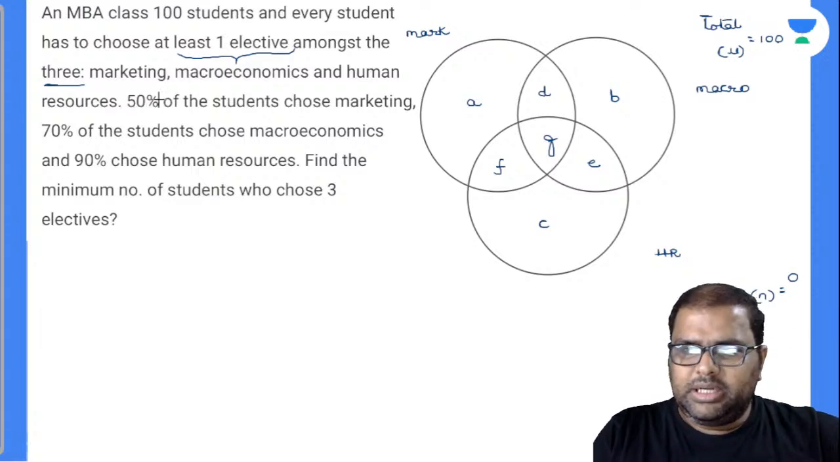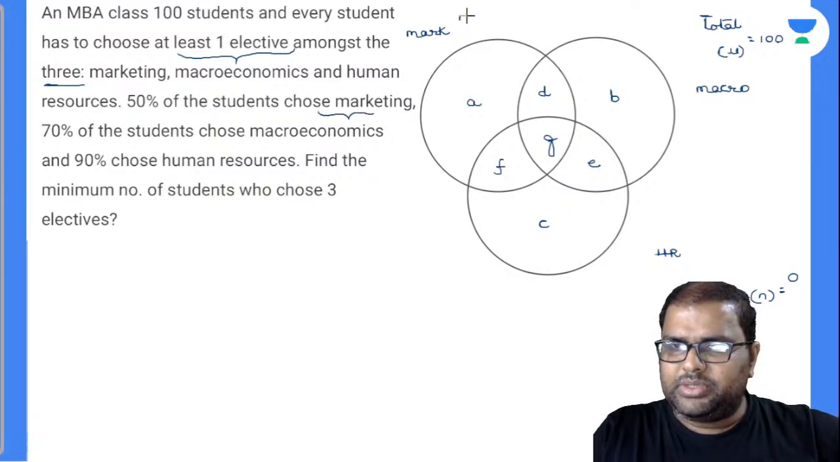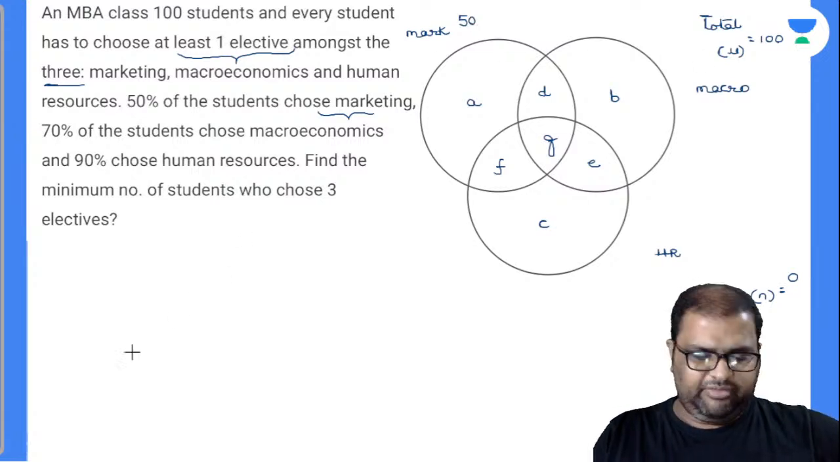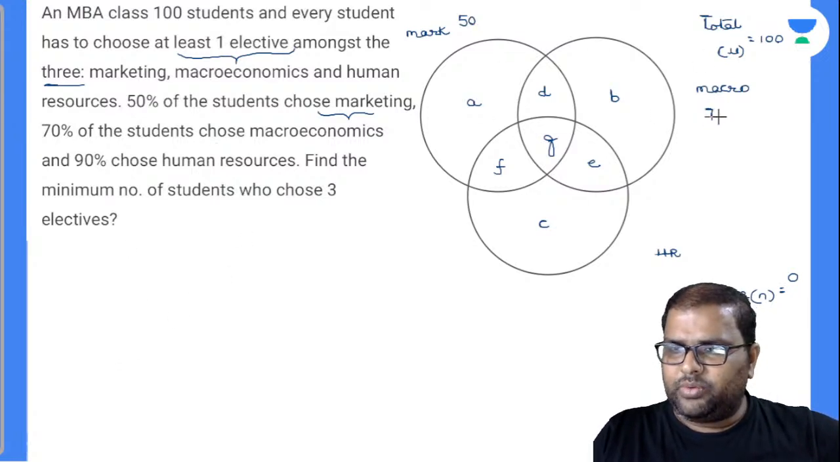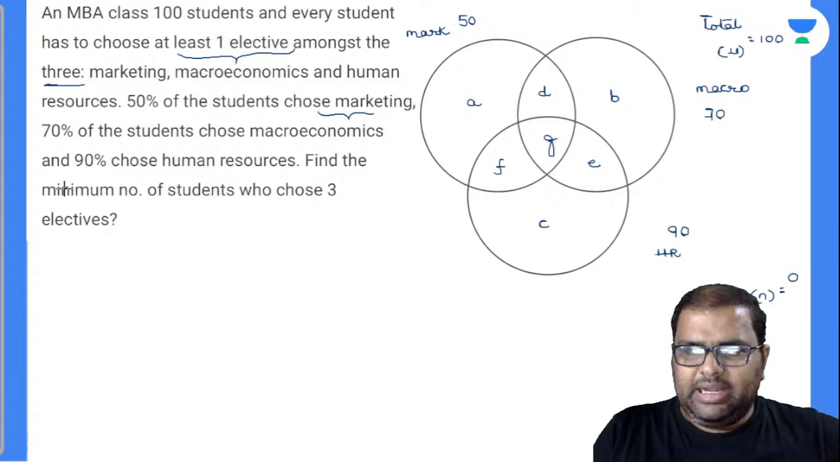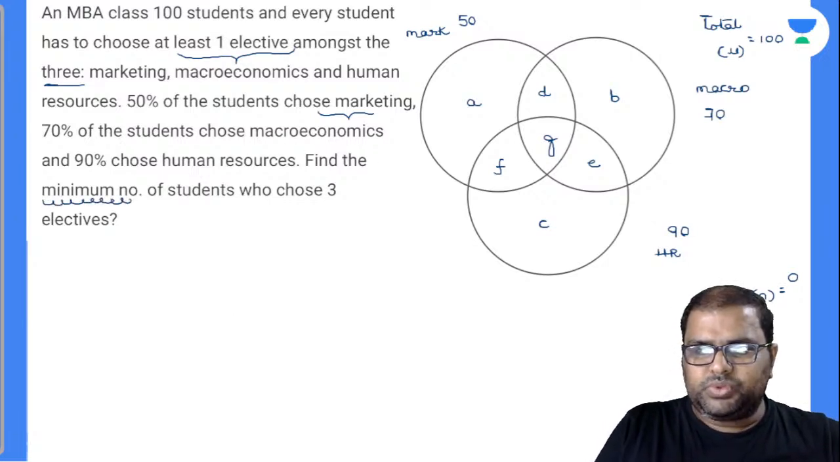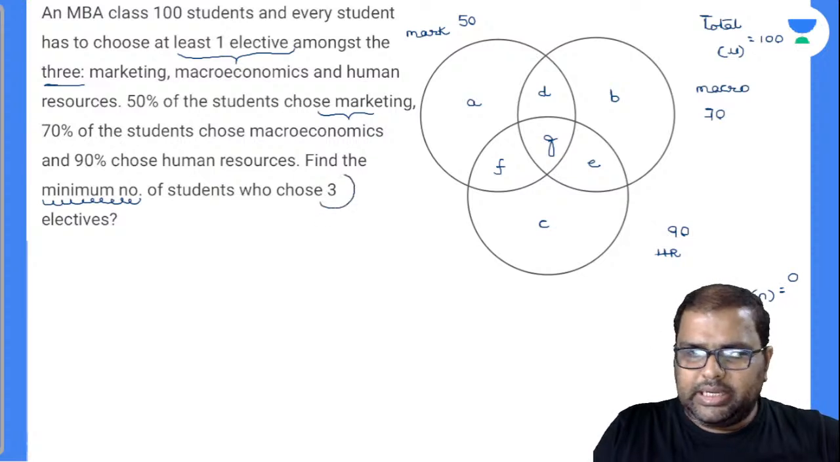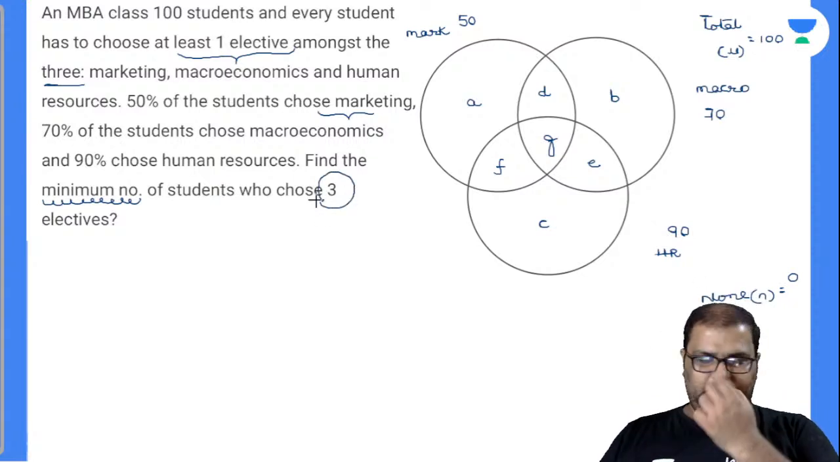Now 50% of the students choose marketing. Is it given only marketing? No, it is given marketing. That means the entire marketing circle value is 50%, 50 out of 100. 70% of the students choose macroeconomics, so macro value will be 70. 90% choose human resources, means 90. Find the minimum and maximum number of students who choose 3 electives, it seems. Okay, fine.